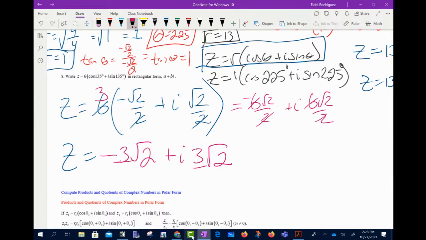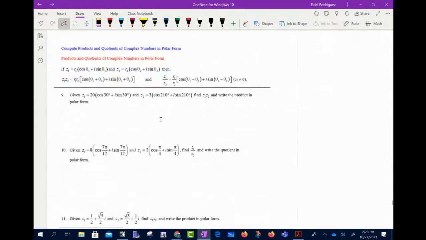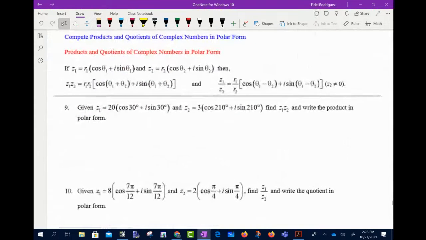All right, so the second part we have over here, y'all, is how do we multiply or divide complex numbers in polar form? So the way we're going to multiply complex numbers, y'all, take a look right here. We're going to call this first complex number Z1, and the formula is Z1 equals R1 cosine theta 1 plus I sine theta 1, right? Because why the 1? Because it's the first complex number, right? And then the second number, Z2, is going to be R2 cosine theta 2 plus I sine theta 2.